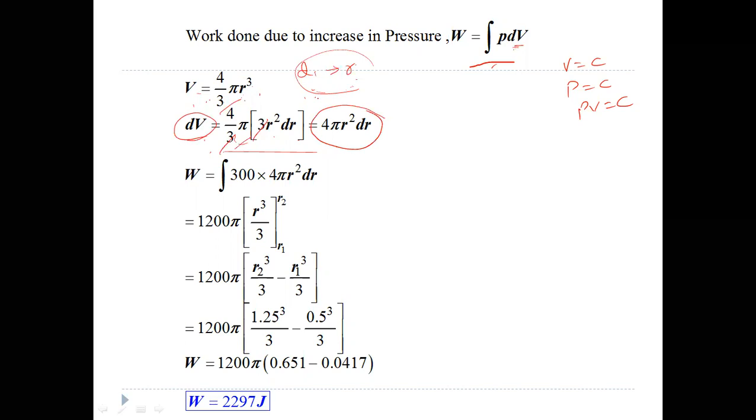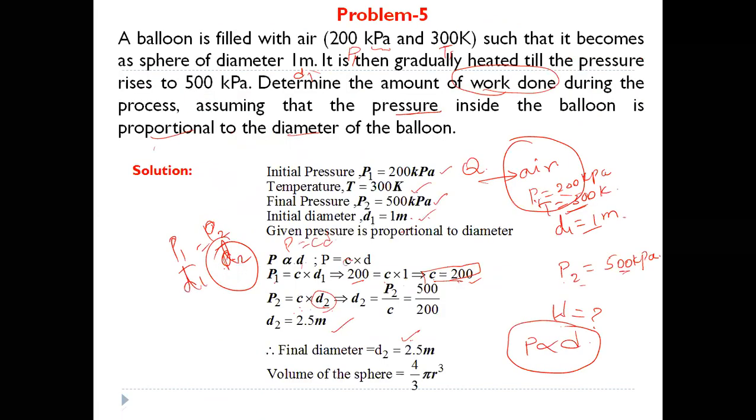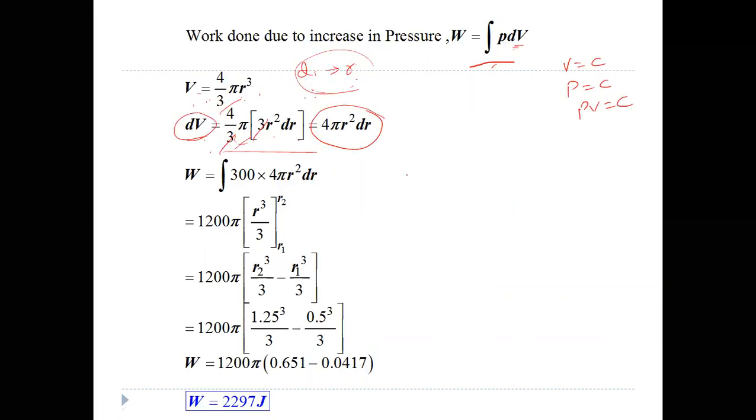In the work done formula, W is equal to integral PdV. Here P means the increase in pressure. So what is the increase in pressure here? Pressure is increased from 200 kilopascals to 500 kilopascals. The increase in pressure is the difference between these two, 500 minus 200, so that is 300. So we are writing here the increase in pressure.